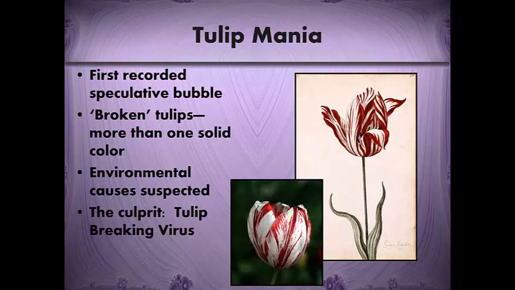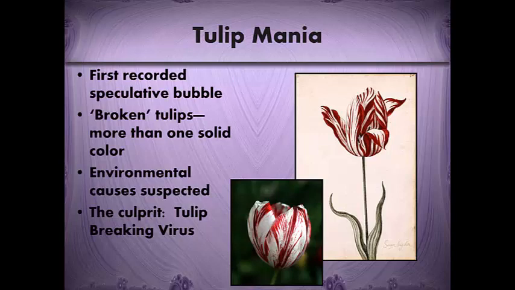Well, after a while, they started seeing tulips that look like this. They are streaked with multiple colors, and they called these broken tulips. So it's more than one solid color, and it's very attractive and showy. People had different theories about why these tulips looked this way. They thought it was environmental causes, so they thought if you disturb the soil regularly it could cause this, or if you expose the tulip bulbs to extremely cold temperature or wind, that this would happen. However, they were wrong. The real culprit for this appearance is something called the tulip breaking virus.